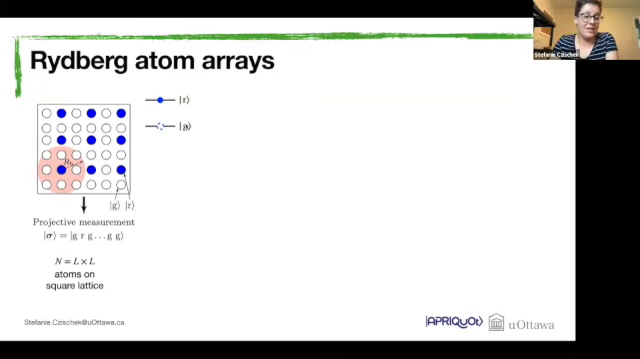Rydberg atoms are just neutral atoms, which can be prepared in two different states. So either in the ground state or in a highly excited state, or what we call the Rydberg state. We then arrange these atoms on lattices, for example, on this lattice, two-dimensional here. And then we can get an idea about the state of the system of qubits via projective measurements, where we can basically read out whether each qubit is in the ground or in the Rydberg state.